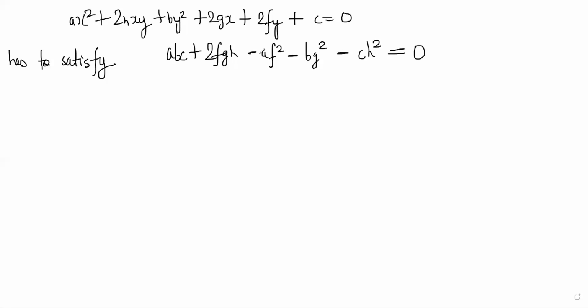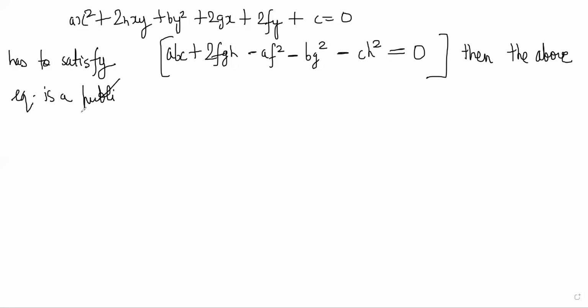Okay. If this is 0, then the above equation is a pair of straight lines. Correct? Do you remember how we got this?